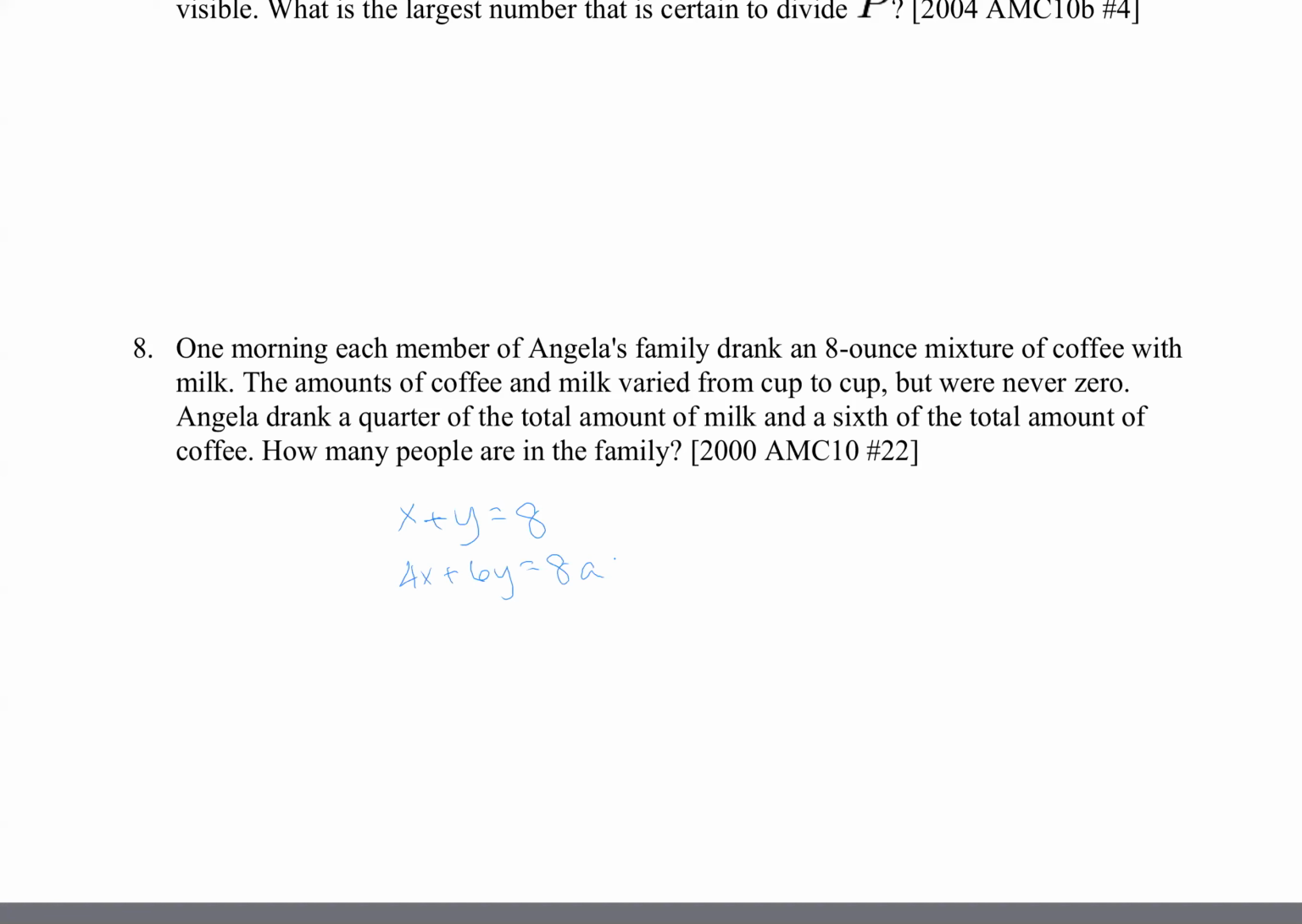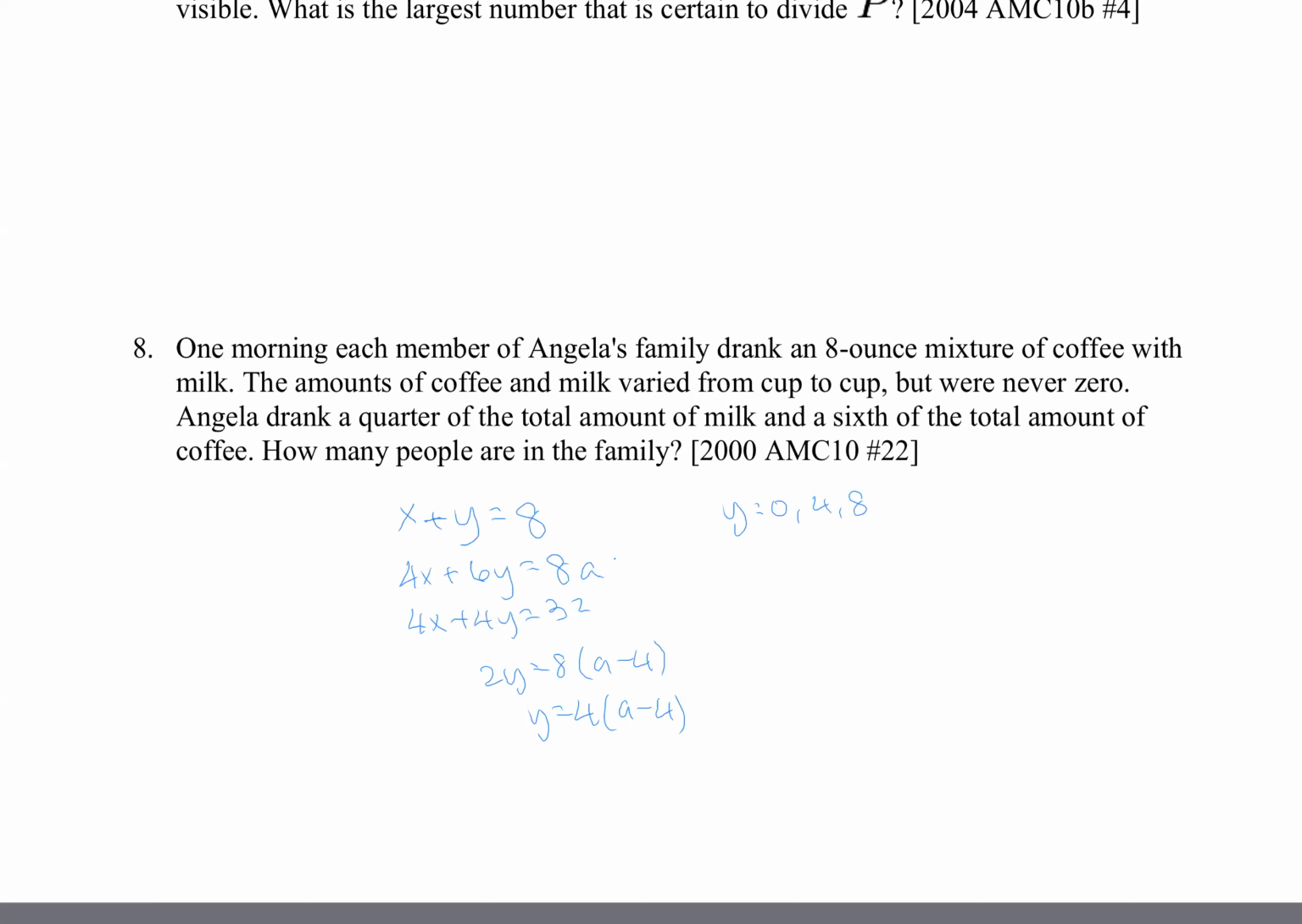So then multiplying by 4, we get that 4x plus 4y equals 32. And then subtracting this, we get that 2y equals 8 times a minus 4, right? So we know that y equals 4 times a minus 4. So y is a multiple of 4. That means that y equals 0, 4, or 8.